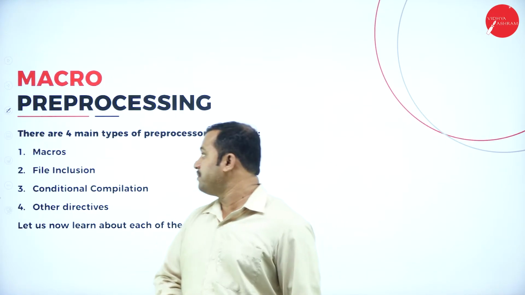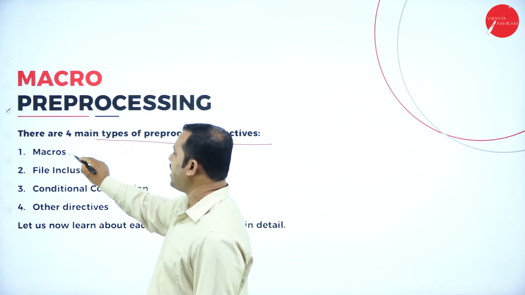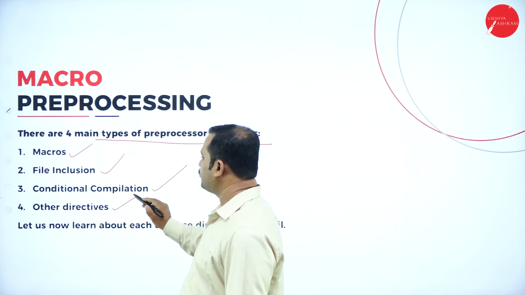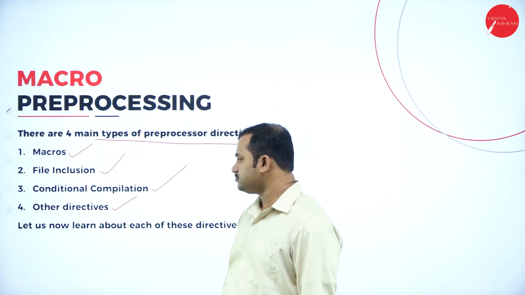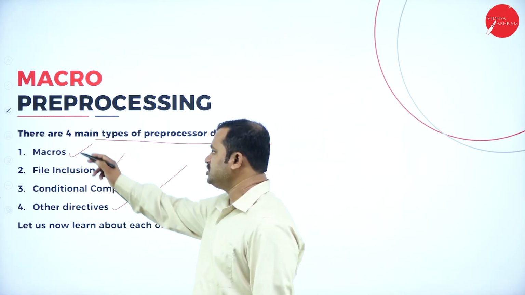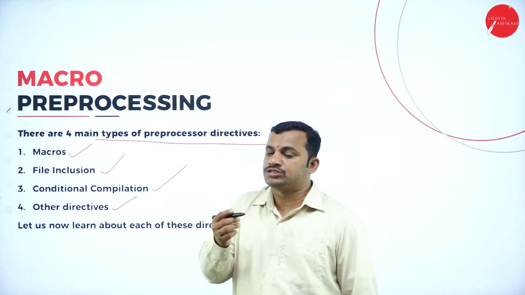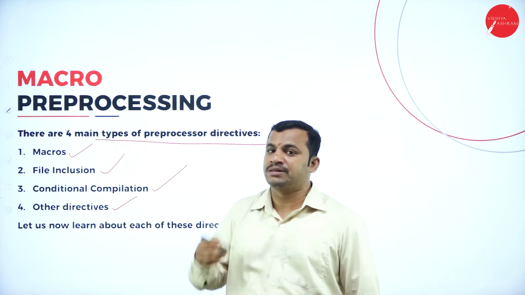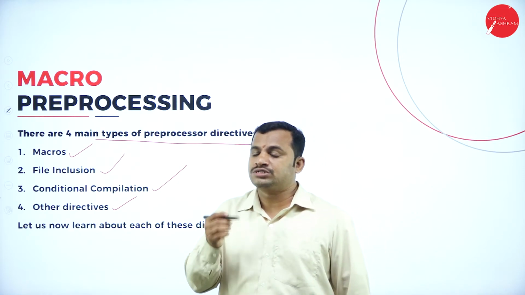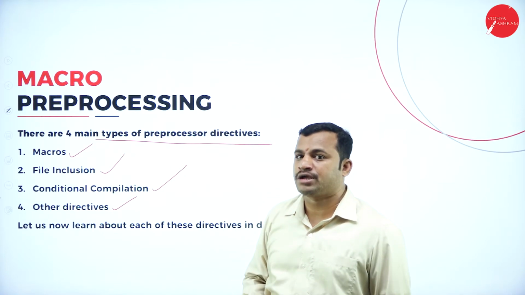Let me take you through an example of this. There are 4 main types of preprocessor directives. The very first is macros, then file inclusion, third is conditional compilation, and fourth is other directives. Let us learn about these directives one by one. The first one is macros. How are macros defined? This was explained in the previous session. Macro instructions are placed in the program, and those instructions are replaced by their definition before the actual compilation begins.